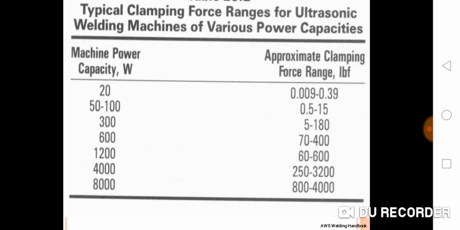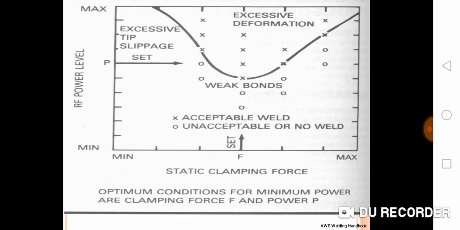Now, clamping force is another important parameter that decides the success of the ultrasonic welding process. Before the process is carried out, the workpieces should be clamped properly so that whenever you apply the vibration, the proper joint will be formed. In this slide you can see the power capacity versus clamping force. Now here you can see the power level versus static clamping force. The clamping force varies from minimum to maximum and the power level from minimum to maximum. You can see here how the deformation ranges.